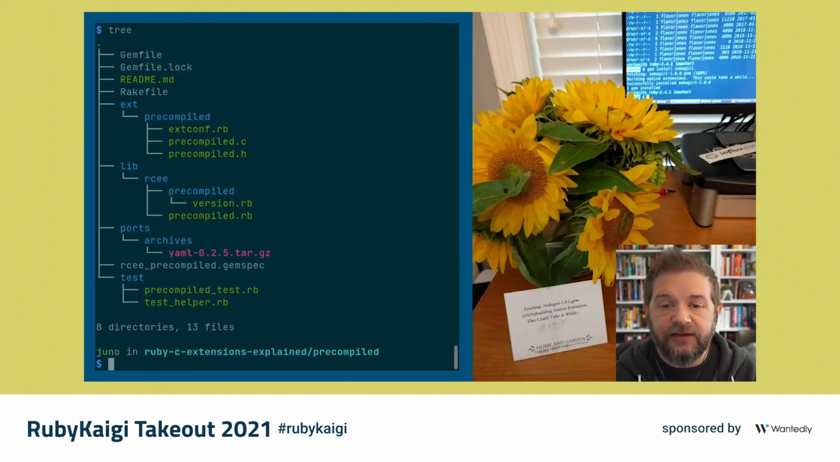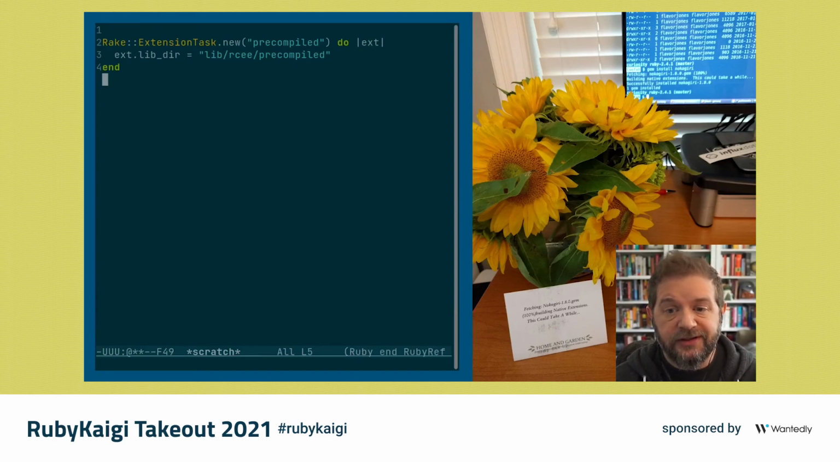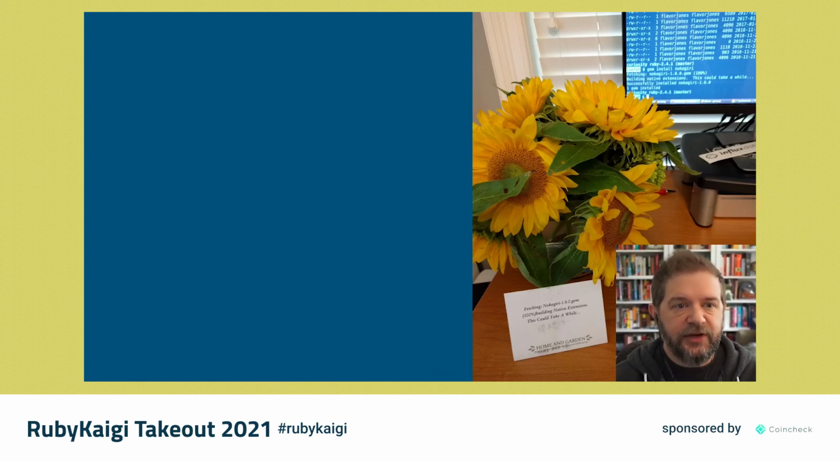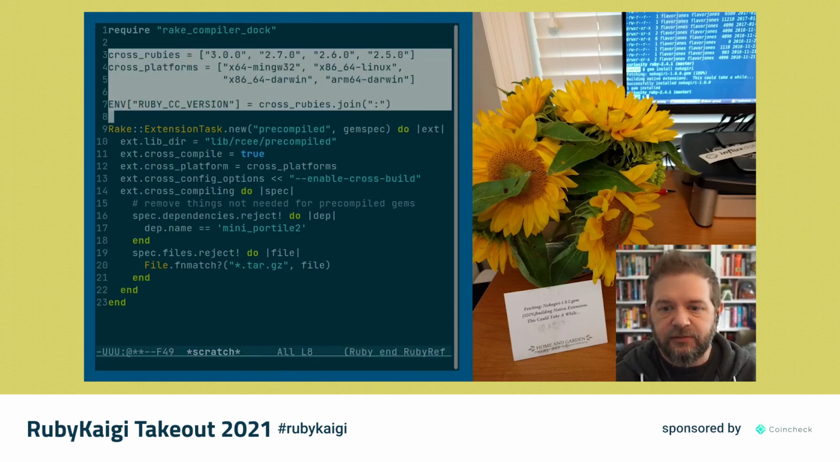So once again, I've got an example gem set up to show you. It's called precompiled. It is a straight copy of packaged tarball that we've modified a little bit. So the first modification is the extension task, which was very simple, but is now big and hairy like this. Let's break it down. We've got some local variables declaring which versions of Ruby and which platforms we want to cross-compile to. We set an environment variable to let rake-compiler know what we're doing.